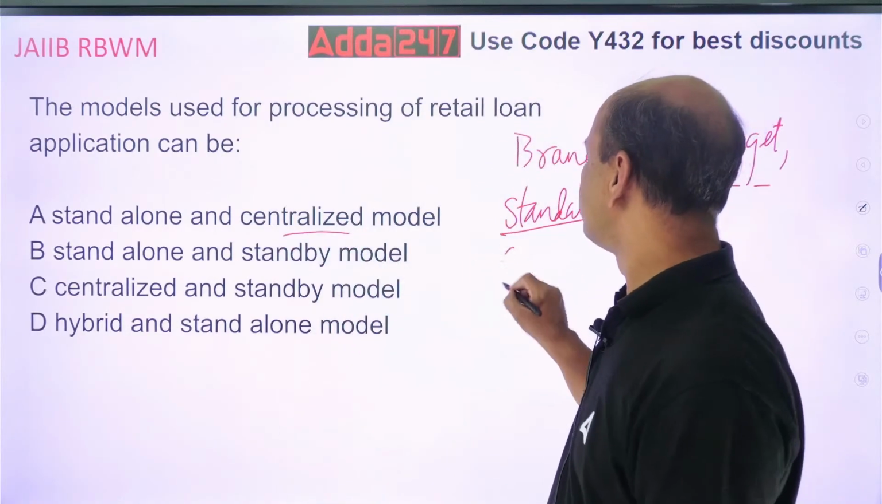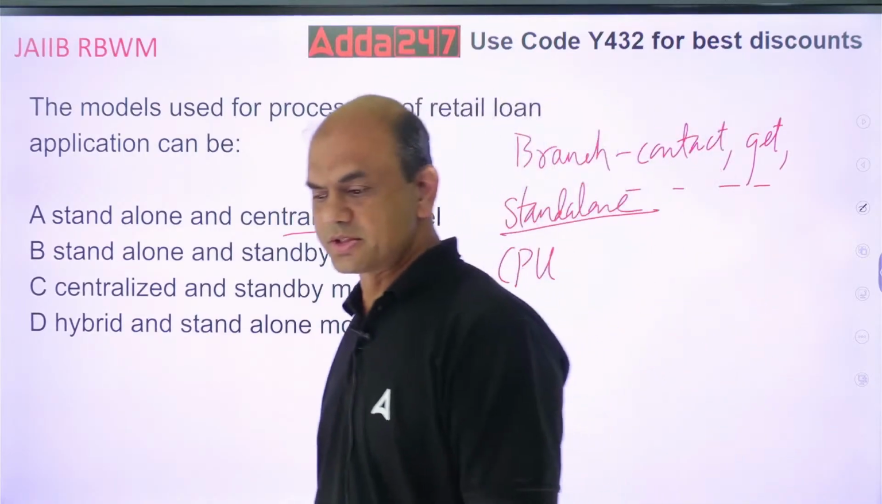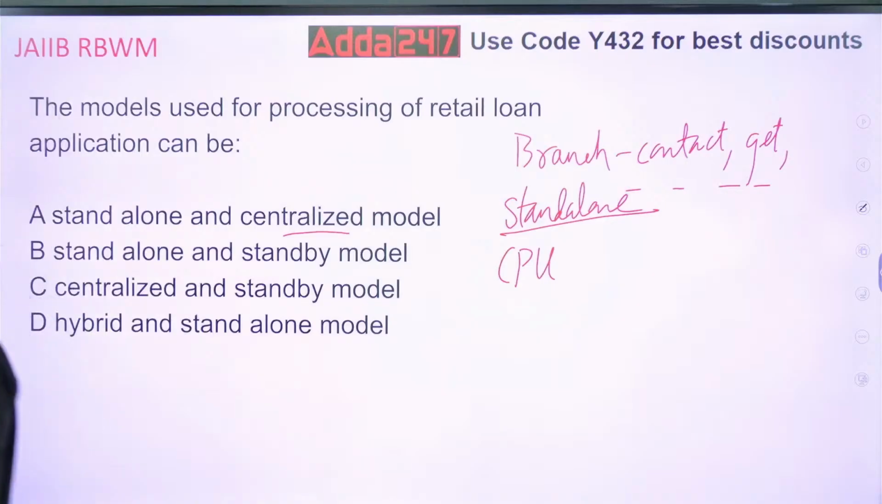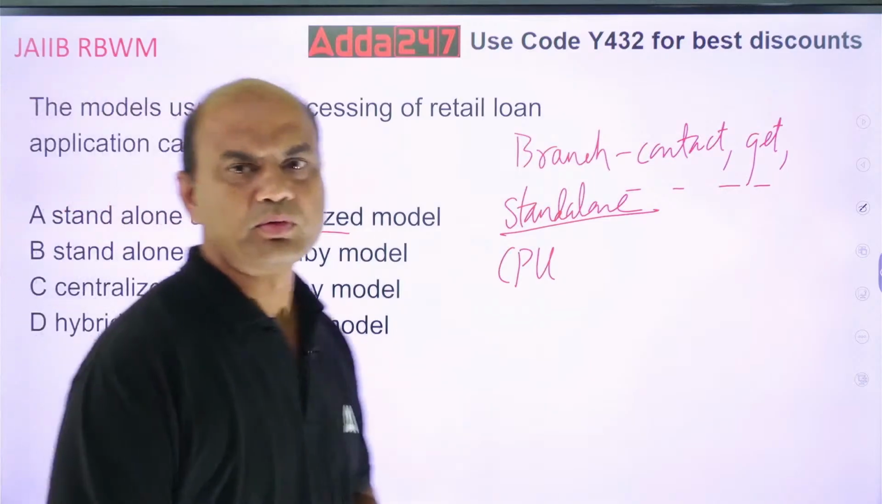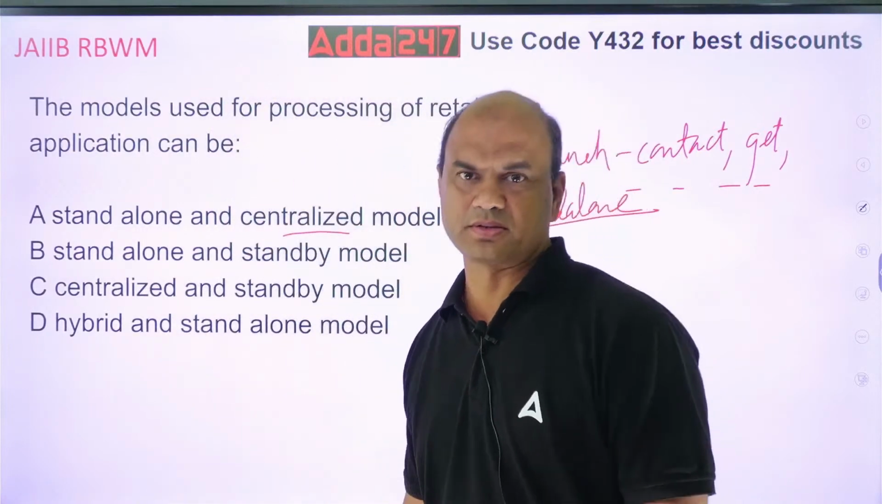So what does CPU model mean? CPU is a centralized processing unit. It's like a server system. In a bank also you have the servers, right? It is similar to that. So what is the CPU model? Under CPU, branches act just as a courier person.